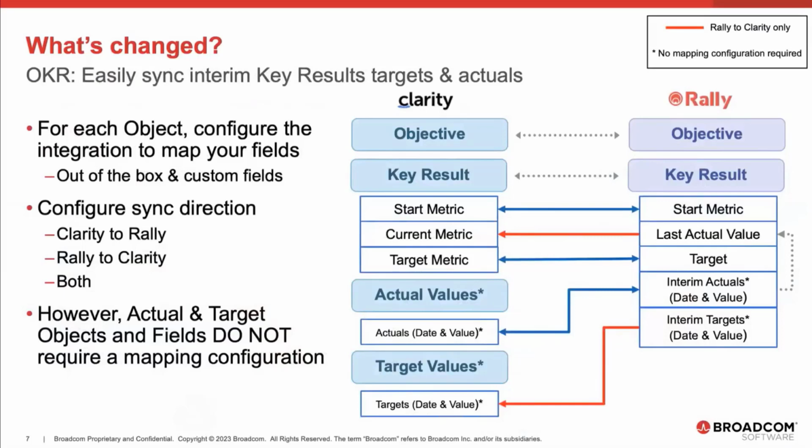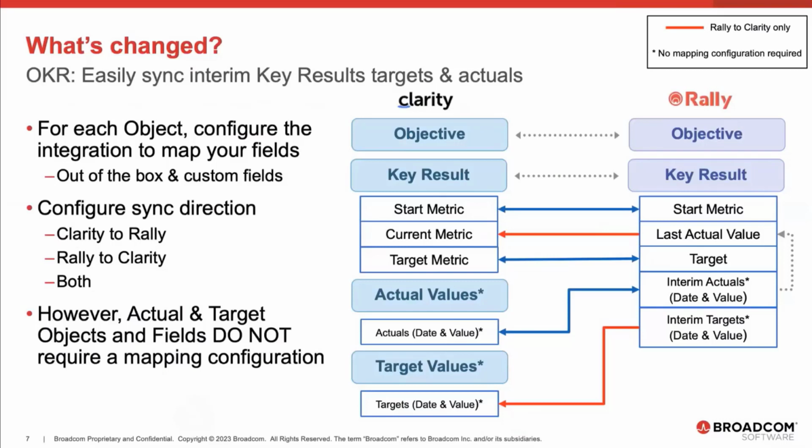As an example, key results start and target metrics can be synced from Rally to Clarity or Clarity to Rally, and the current metric or last actual value metric only syncs from Rally to Clarity. And this flow does not change with this release.